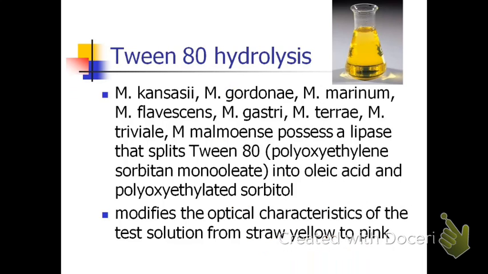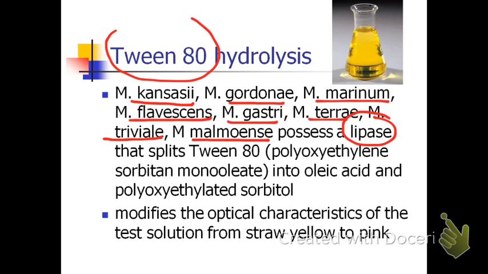The Tween 80 hydrolysis. So Tween 80 would usually concern the following species: kansasii, gordonae, marinum, flavescens, gastri, terrae, triviale, malmoense. Because these species would have one denominator: they are capable of having this enzyme known as lipase. Does it ring a bell? Lipase is a hydrolytic enzyme that could hydrolyze lipids. Okay, lipids. What would be the source of lipid? And that is your detergent, the Tween 80.